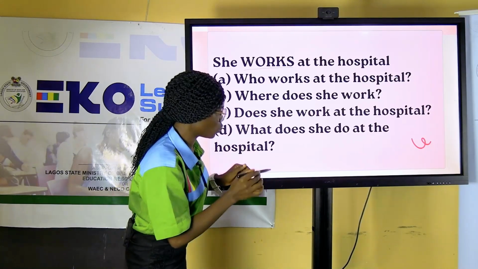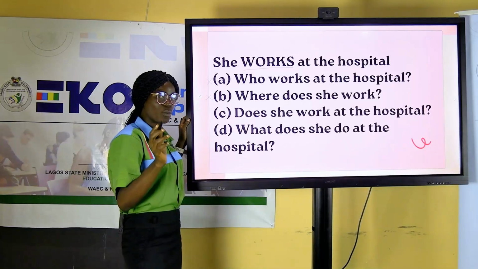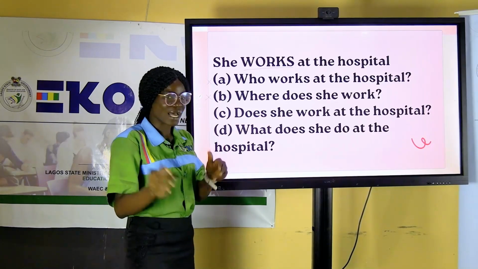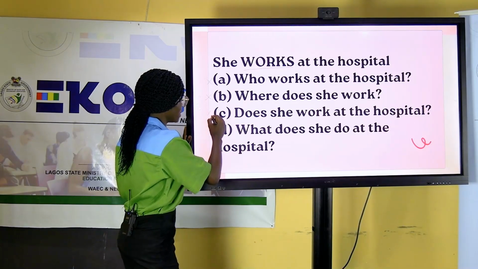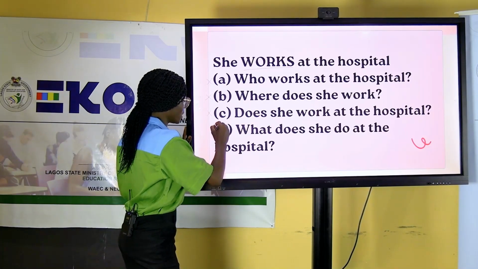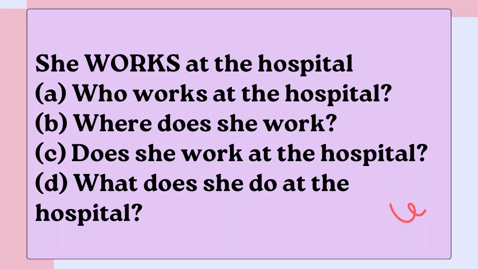And look at the last one. What does she do at the hospital? What will be your answer? She works at the hospital, which means this answers the question, and that response gives us an answer to the emphatic stress, which means the last option is correct. I hope you understand this. And let's look at questions.